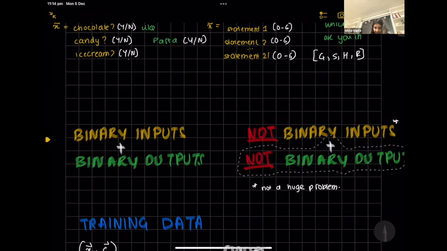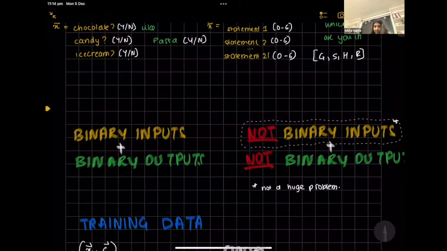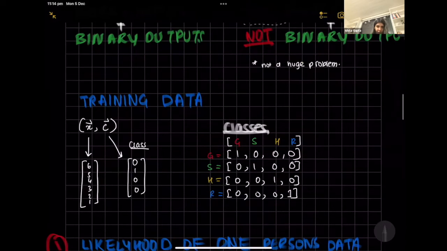And I actually realized the not binary inputs weren't a huge problem. It was really just the outputs that were a huge problem. So before we talk about how we solve for this problem, let's talk about the training data. The training data consists of 2 parts. It consists of a vector of people's scores and how much they agree with it, and then a vector showing which class that they've been sorted into.